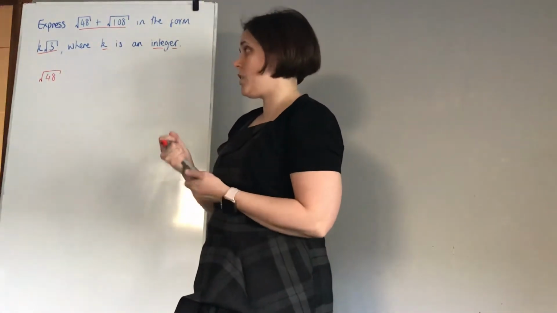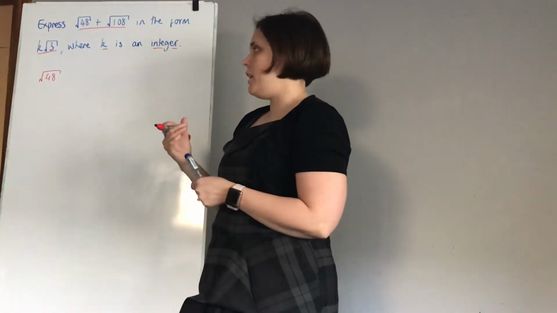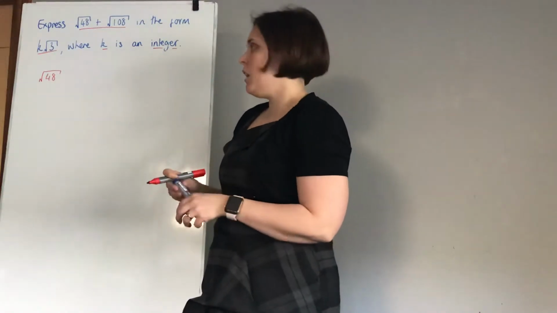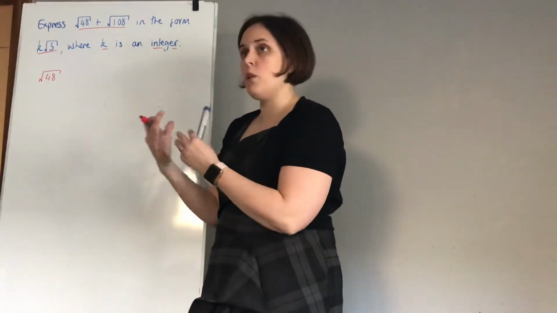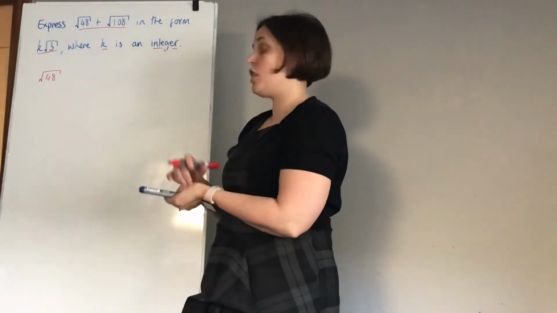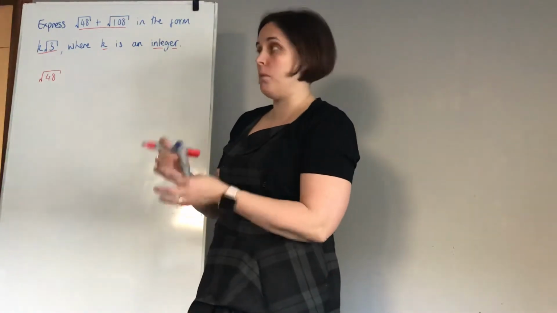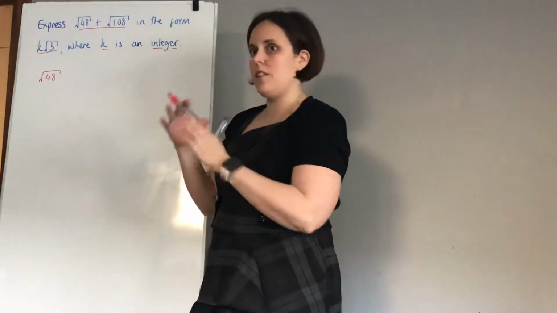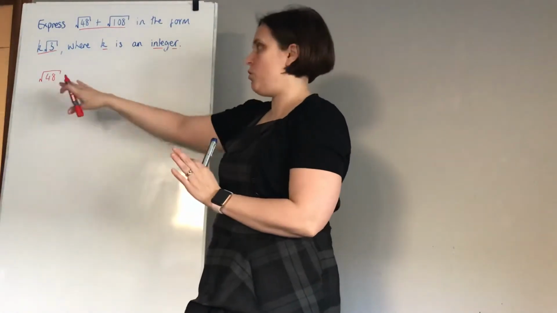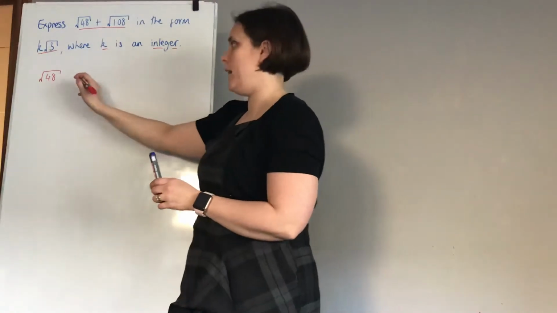So 48 has actually got a lot of factors. One of the factors is 16. You might not spot that straight away though. Maybe you might spot a bit easier that 4 goes into it. So 16 and 4, both of those are square numbers, so both of those will work. 16 is the best number because you're always looking for the biggest square number that goes into it, and I'll show you why now.